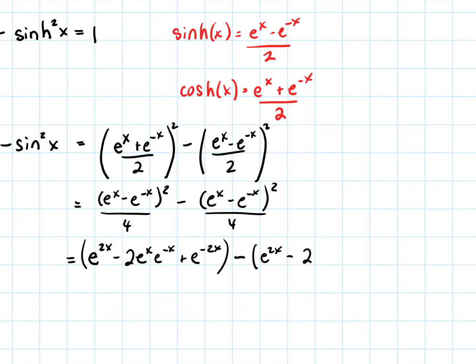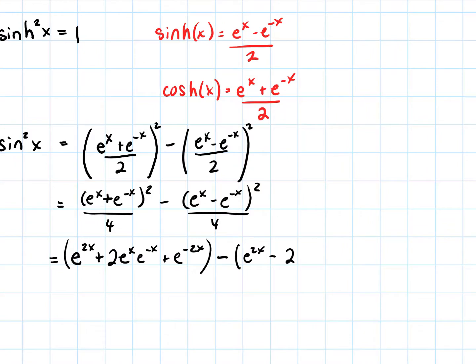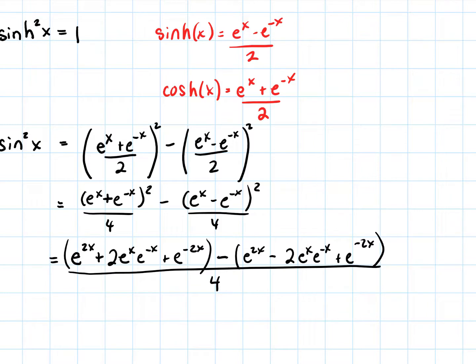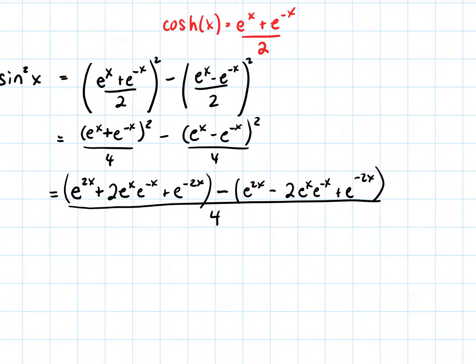I just noticed I carried a negative down when it should have been a plus. So it makes that a plus right there. So let's fix that. E to the 2x, going back to my expansion of e to the x minus e to the negative x squared, e to the 2x minus e to the x, e to the negative x, plus e to the negative 2x. And this is just all over 4. And so now we just are going to simplify and distribute this negative here and simplify.